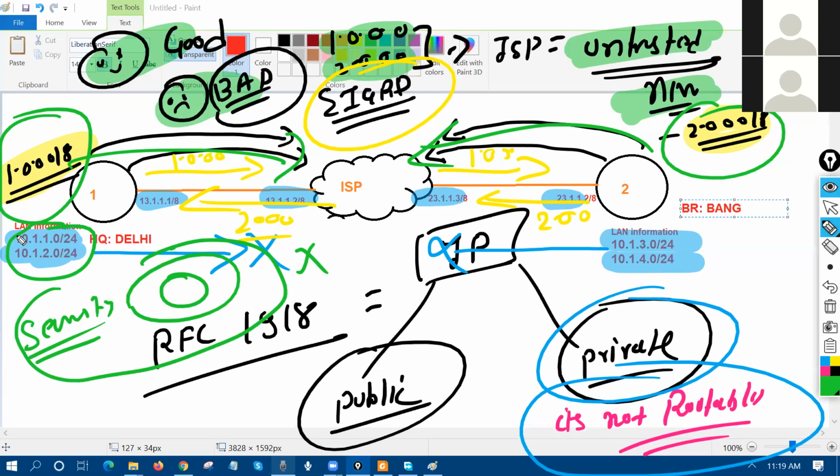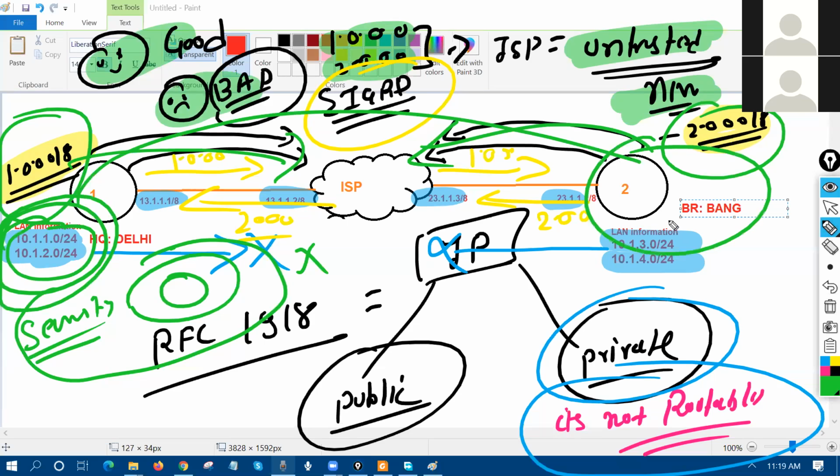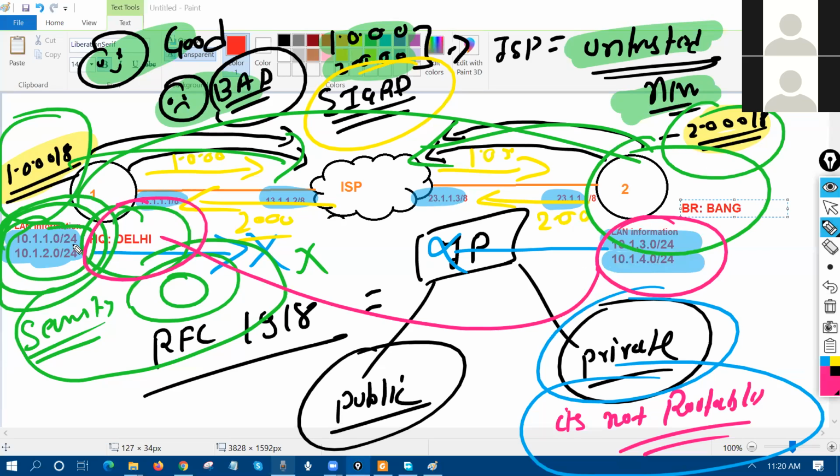Hey, you have an option, you can implement NAT. That is a different thing, right? If you implement that, you can still provide the communication, but you cannot share your own LAN information to the branch location. From headquarter Delhi, we cannot share our own LAN information to the Bangalore branch. And from the Bangalore branch, we cannot share our own LAN information directly to the headquarter.